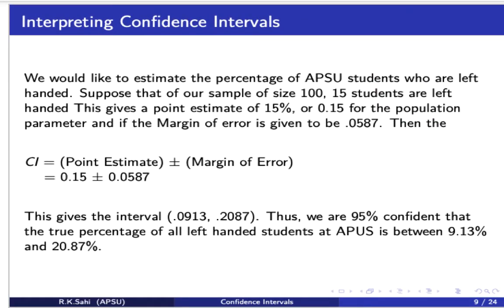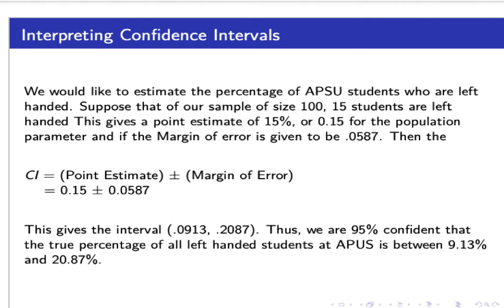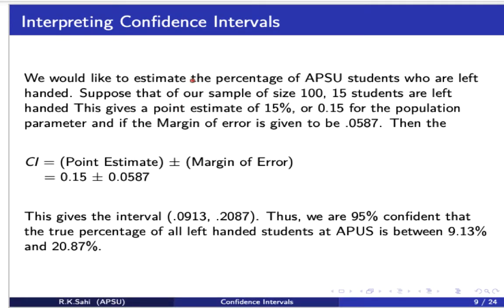Now, how do we interpret the confidence interval? This is a problem which I have talked about twice before, and I'm going to say it again. Like if you would like to estimate the percentage of APSC students who are left-handed. Suppose the point estimate is 15% and the margin of error is 0.0587. So the confidence interval is point estimate plus minus the margin of error, which is 0.15 plus minus 0.0587.